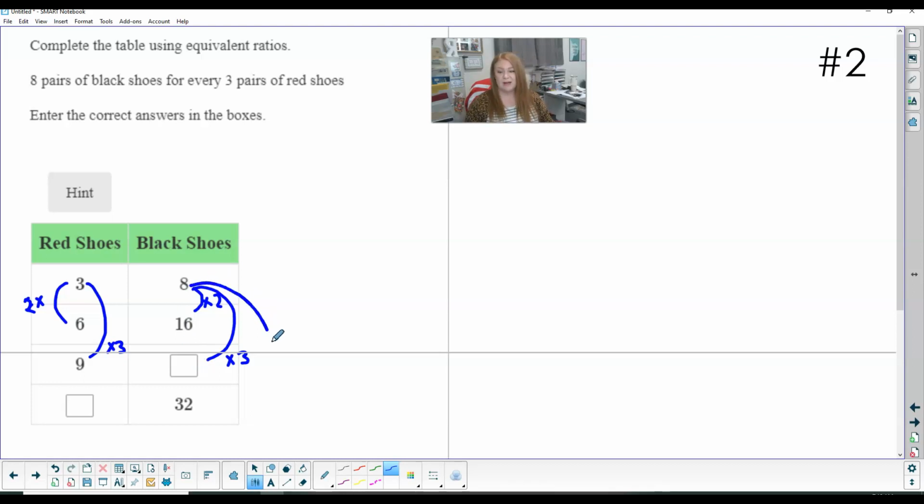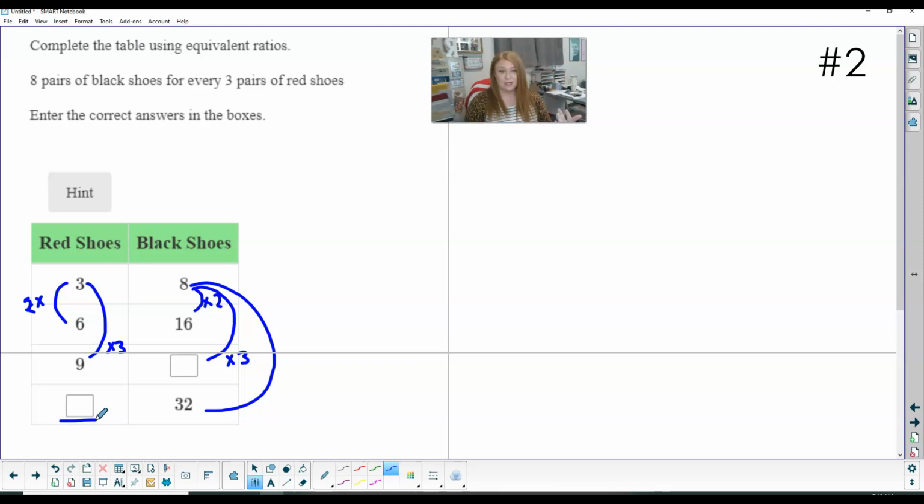Now here we have 8 to 32. So figure out, how did I get from 8 to 32? And then whatever that is, we need to do the same thing. 3 times that same thing will give us this missing piece. So whatever you do to one side, you do the same thing to the other side. So everything is equivalent. You do the same thing to both sides, right? We times by 2, we times by 3.